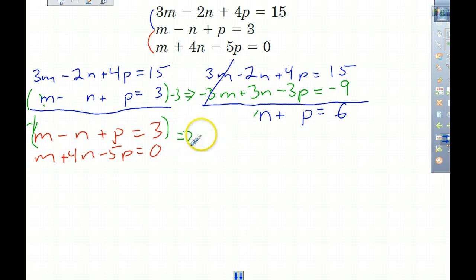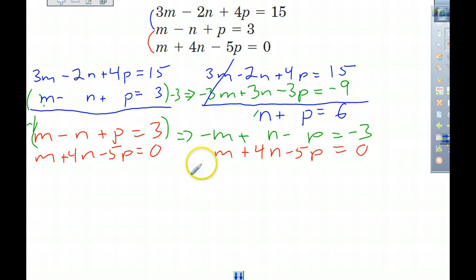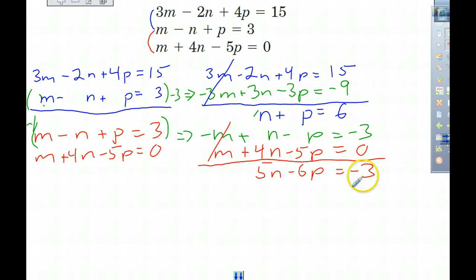Here we go. Negative n plus n minus p equals negative. And the bottom one stays the same. And plus 4n minus 5p equals 0. So once again, let's cancel out. Here. And 6p equals negative.